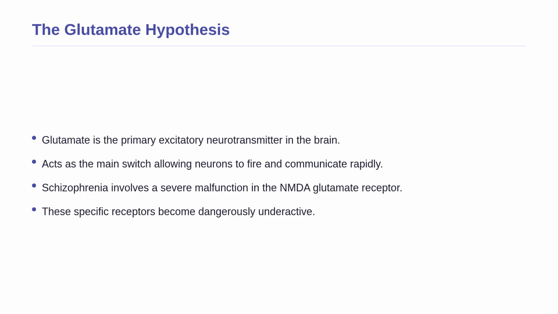While the dopamine equations explain a lot about the positive symptoms, they do not explain everything. This brings us to the glutamate hypothesis. Glutamate is the primary excitatory neurotransmitter in the brain. It is the main switch that allows neurons to fire and communicate rapidly. In schizophrenia, there is a severe malfunction in a specific type of glutamate receptor called the NMDA receptor. These receptors become dangerously underactive. Understanding this secondary chemical failure is crucial because it drives the symptoms that dopamine medications simply cannot fix.